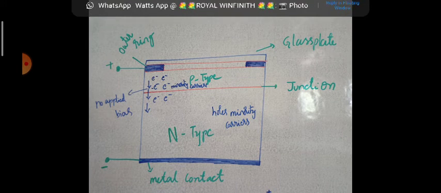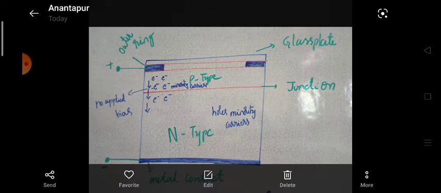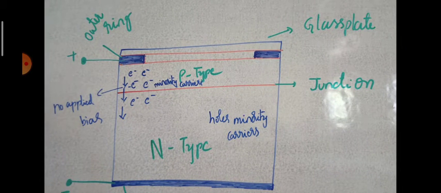The n-type material at the bottom is provided with a metallic contact, which serves as the negative terminal. When a photon falls onto the glass plate, it directly enters the p-type material, where it gives sufficient energy for the electrons to leave the p-type material.